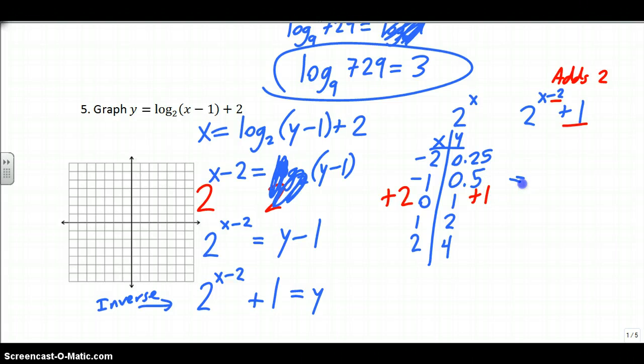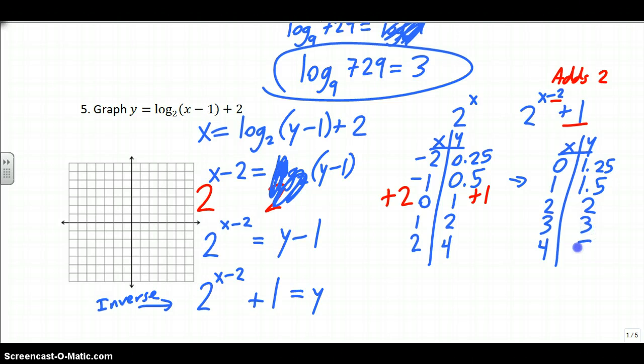Okay? So, let's shift it. Add 2 to all your x's. That means negative 2 becomes 0, and then we just go up from there, right? Add 1 to all your y's. Well, that's pretty simple. This isn't so bad. Actually, these numbers are coming out relatively nice. Okay, so this is the t-table for this graph, but that's not the one I wanted to graph, right? I wanted to graph this one at the beginning.